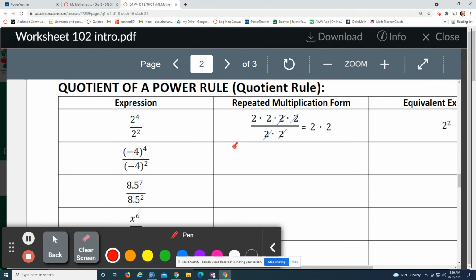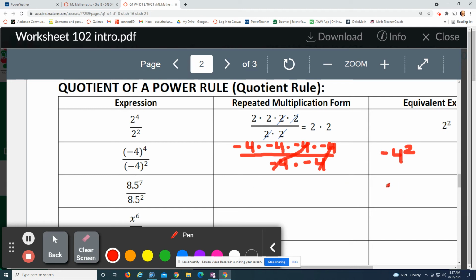If I write this just how it is, -4 times -4 times -4 times -4, and then I wrote on the bottom side what it says to do, times -4. I can cancel out the ones that are on top of each other that are the same. And I'd be left with just simply -4, -4. And so it'd be -4 to the second. So that means I can subtract when I'm dividing.